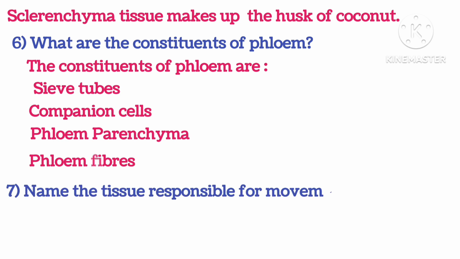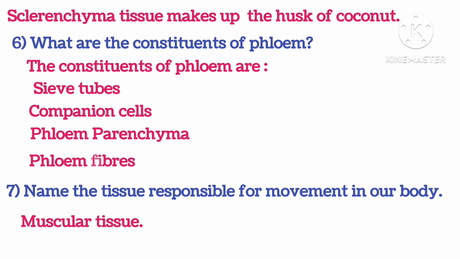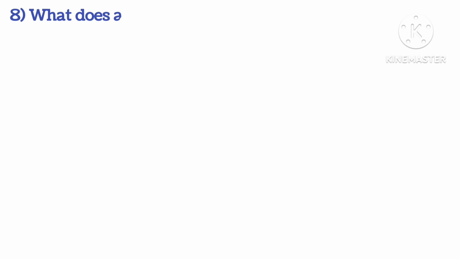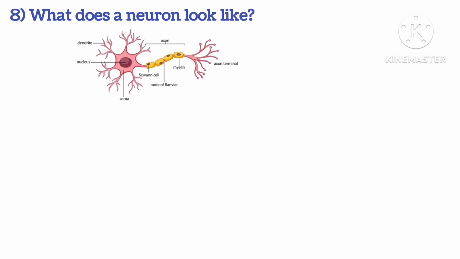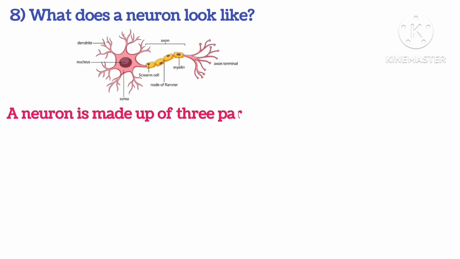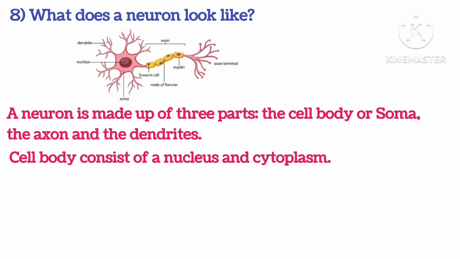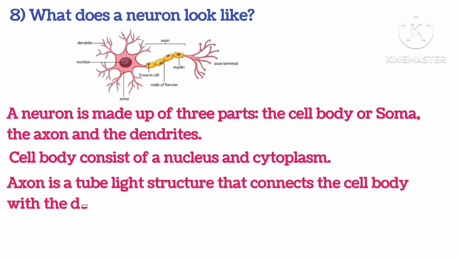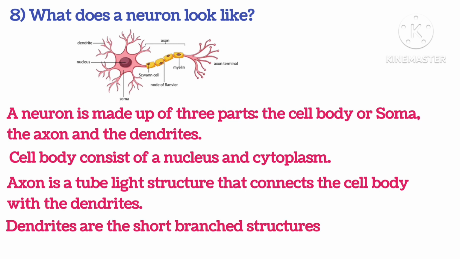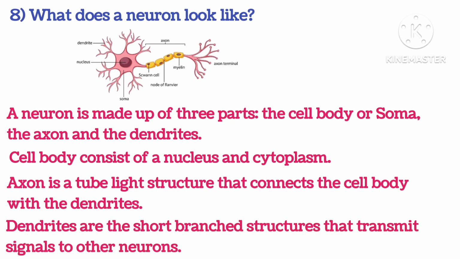Name the tissue responsible for movement in our body. The answer is muscular tissue. What does a neuron look like? You can see the picture here. A neuron is made up of three parts: the cell body or soma, the axon, and the dendrites. Cell body consists of nucleus and cytoplasm. Axon is a tube-like structure that connects the cell body with the dendrites. And dendrites are the short branched structures that transmit signals to other neurons.